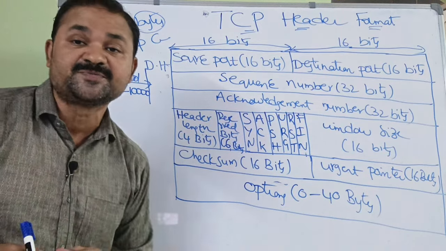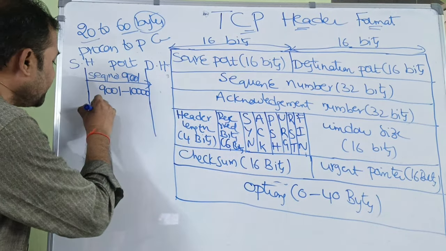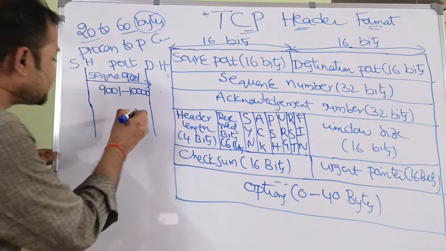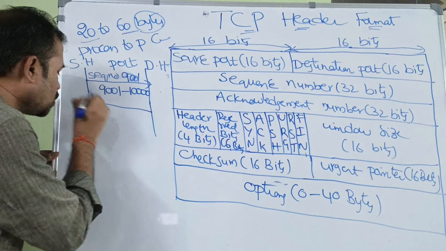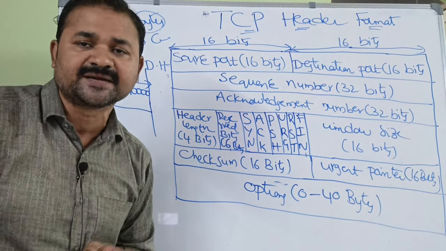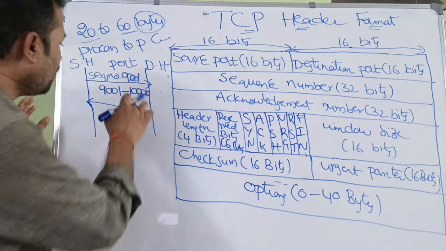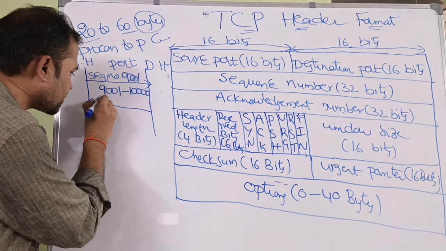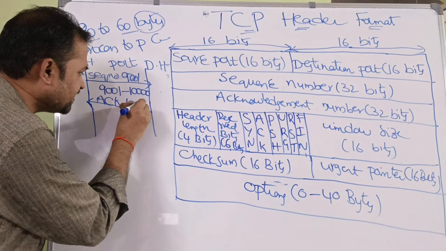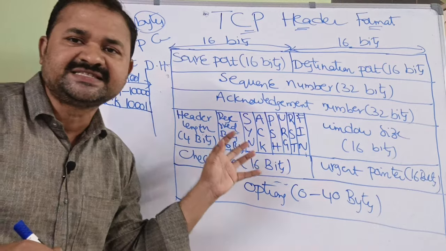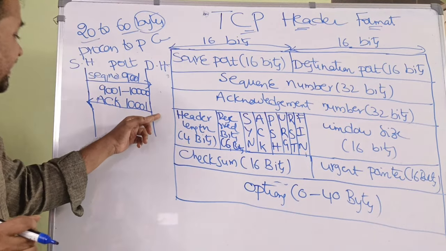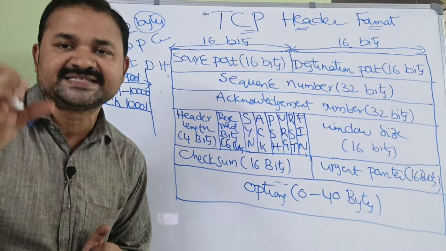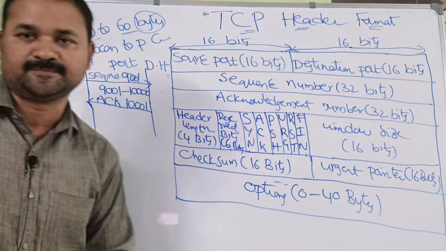Now let us see about acknowledgement number. After the receiver receives a segment from the source, it sends an acknowledgement to the source. Here that acknowledgement is nothing but the byte number plus 1. So what is the last byte of the segment? 10,000. So 10,000 plus 1 is nothing but 10,001. So receiver sends acknowledgement as 10,001. It specifies that receiver is expecting a segment from the source machine where that segment sequence number is 10,001.